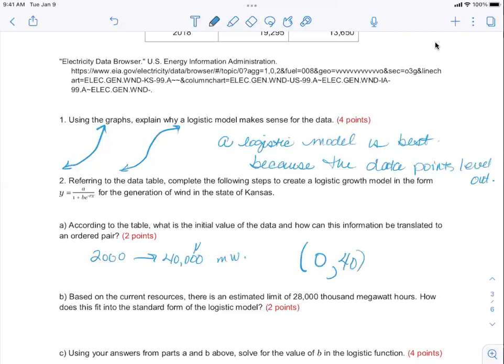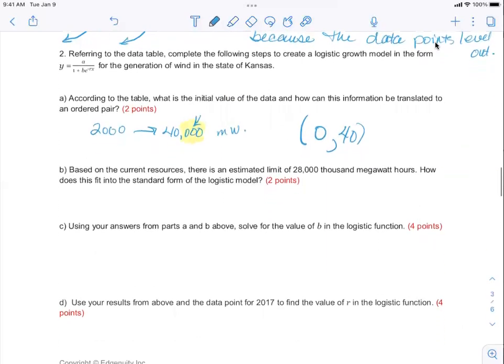We don't want to include all these zeros because it becomes a whole lot of extra digits to carry around. So we're going to use the point (0, 40). Letter B, based on the current resources, there's an estimated limit of 28,000 megawatt hours. How does this fit into the standard form of the logistic model? A is your limiting factor. A is 28,000, and I should have read this as 28,000 megawatt hours. So A is 28,000. Okay.